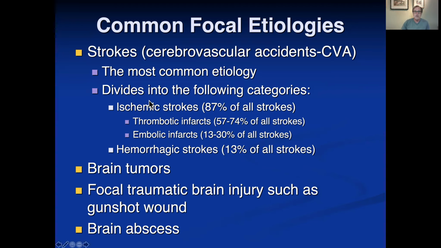It can be divided into these following categories. The main two categories would be ischemic strokes and hemorrhagic strokes. Hemorrhagic strokes involve the breaking of a blood vessel and the leaking of blood into the brain tissue. And that is about 13% of all strokes. Ischemic strokes involve the deprivation of blood because a vessel someplace is blocked, at least partially, to the point where the neurons, the brain, is not getting sufficient oxygen to maintain its vitality.